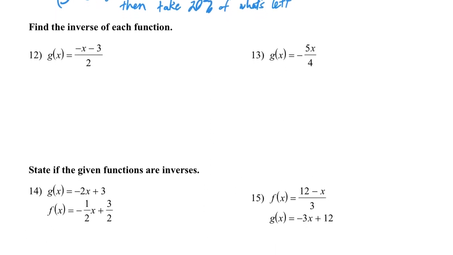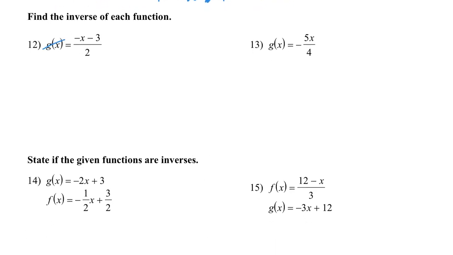12 and 13, find the inverse of the functions. That's when you're switching x and y. So the y and the x change locations. So you got x equals negative y minus 3 over 2, and then solve for y.